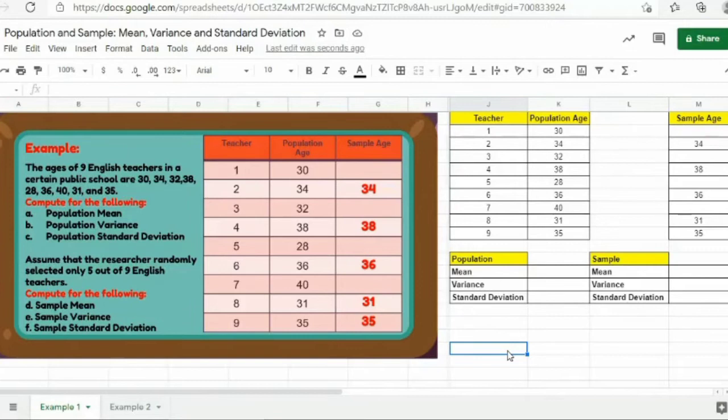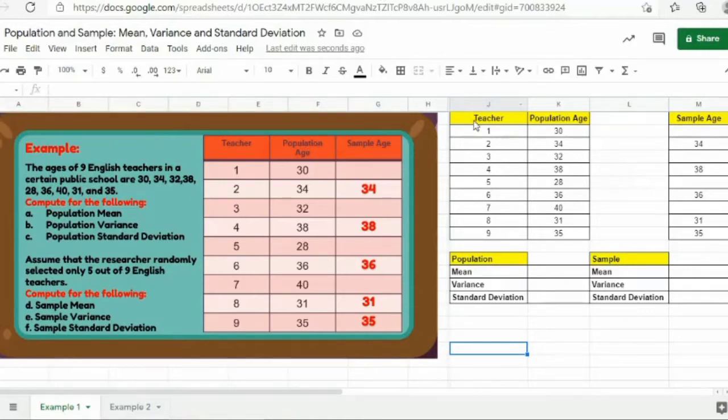So for the given problem, the ages of 9 English teachers in a certain public school are 30, 34, 32, 38, 28, 36, 40, 31, and 35. Compute the following: population mean, population variance, and population standard deviation.